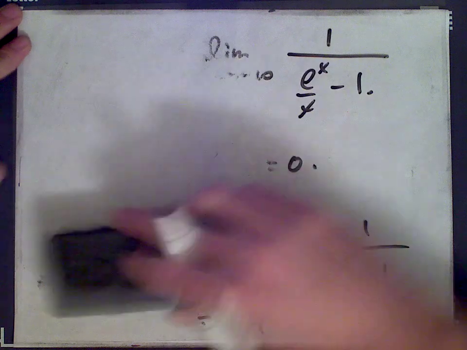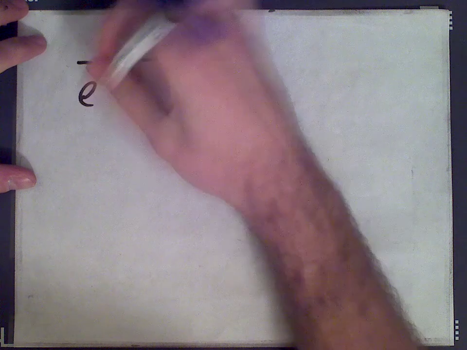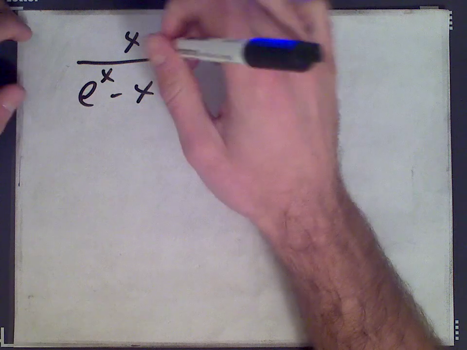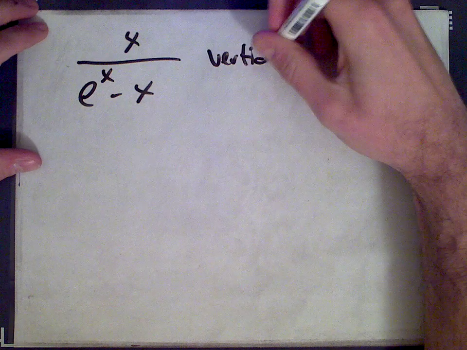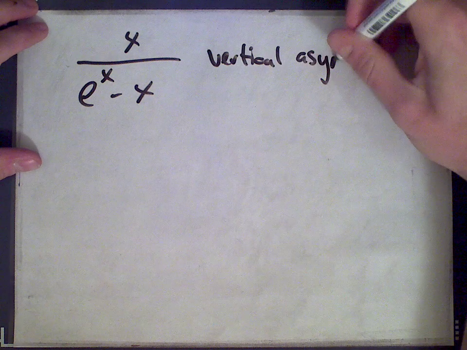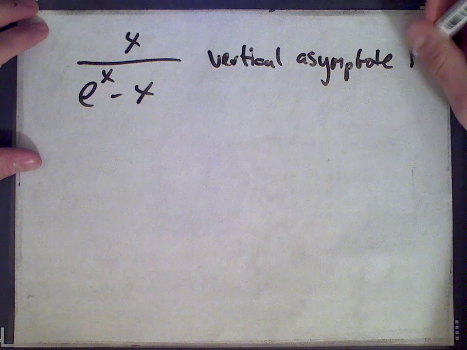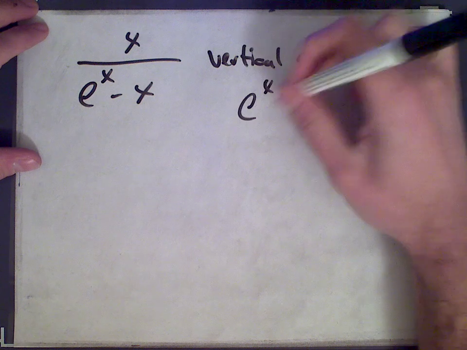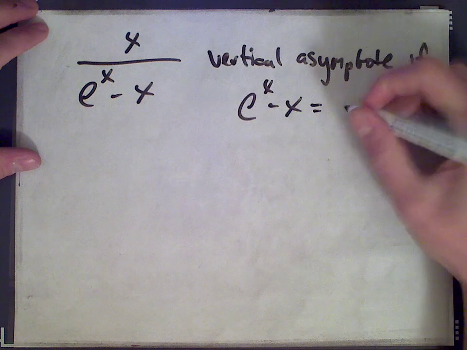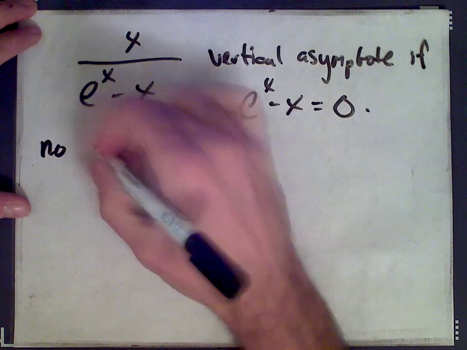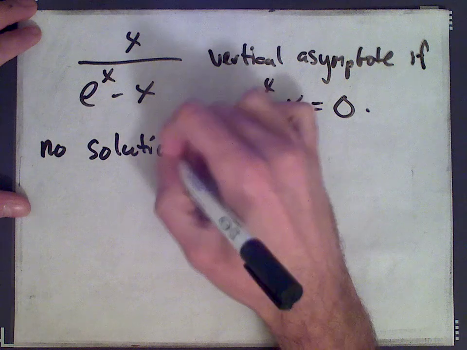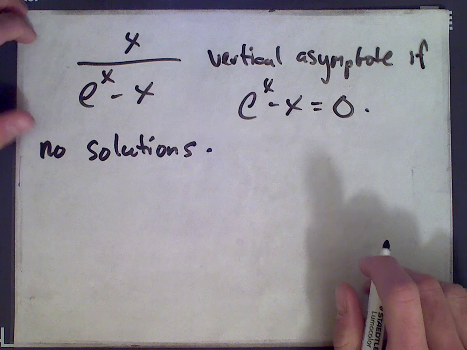Now what about vertical asymptotes? Let's look at our function here. We have x over e to the x minus x. We'd get a vertical asymptote possibly if e to the x minus x is 0. But there's no solutions to this equation here. e to the x is always bigger than x.